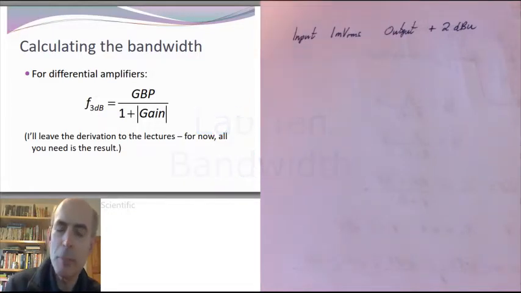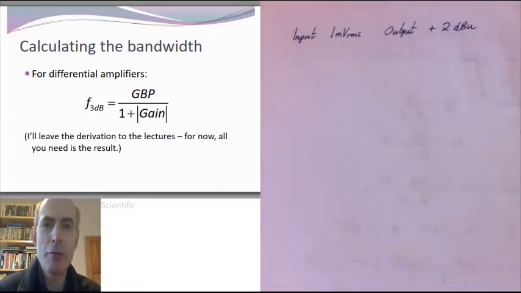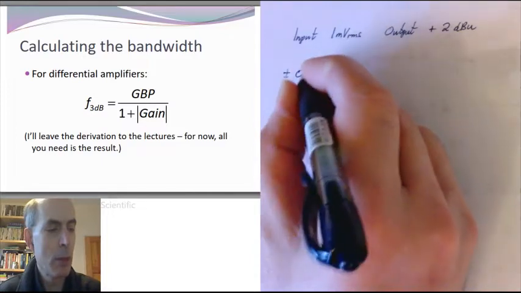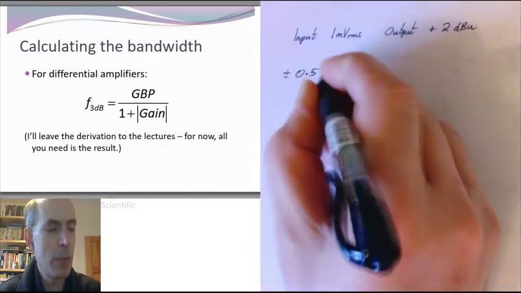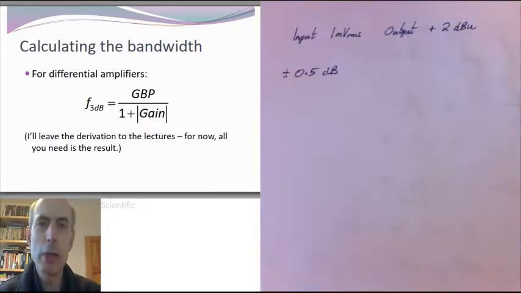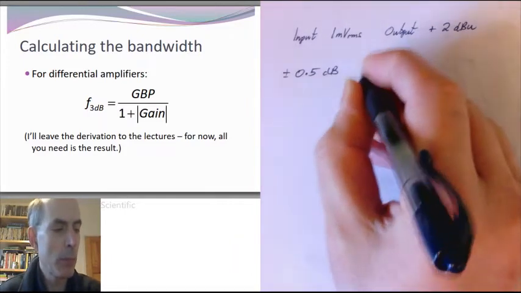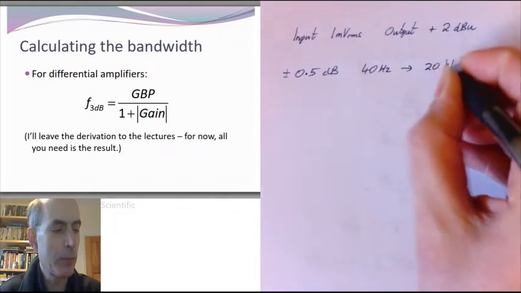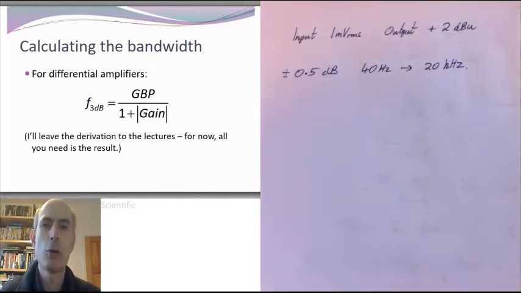This is part one of looking at the VAM differential amplifier design. Firstly, looking at the gain and the bandwidth. Now, the specification for this amplifier says that you need to be within 0.5 dB of the nominal gain over a bandwidth from 40 Hz up to 20 kHz, which is pretty much the whole of the audio frequency range.